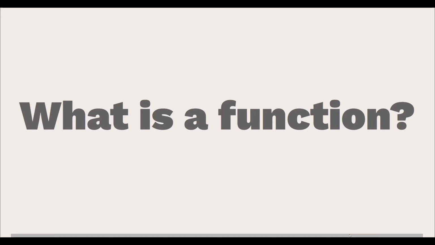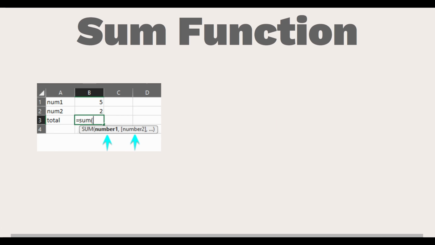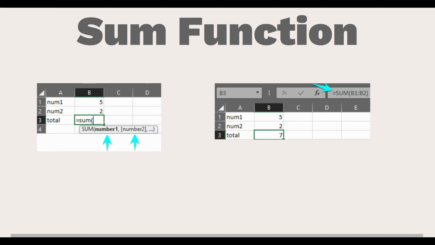Many of you are probably familiar with Excel's sum function, where the sum function adds multiple numbers, which are variables, together and creates a new total variable as the output. So in this example, we have the variable num1, which is 5, and num2, which is 2, and we are adding both of those numbers together using the sum function, where we pass num1 and num2 variables into the sum function, which will add them together, outputting a new total variable of 7.